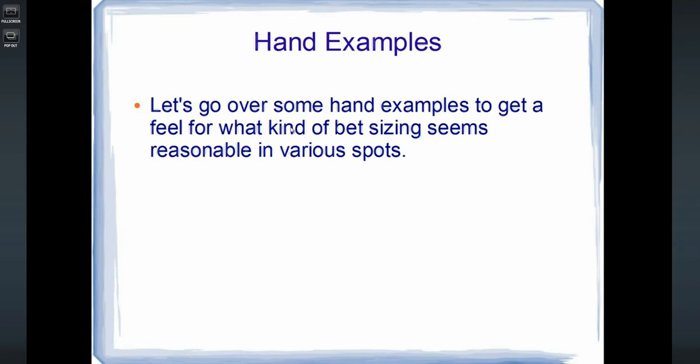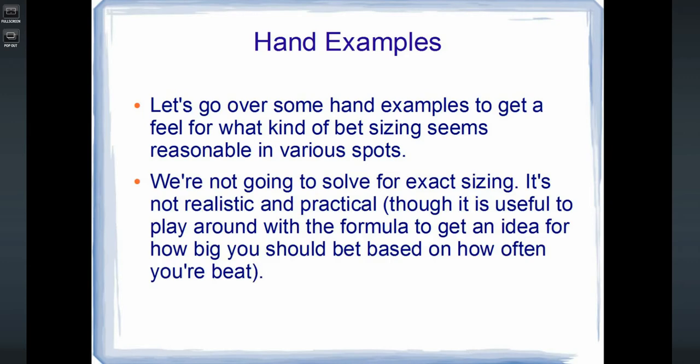Okay, so let's start doing some examples. For these hand examples, we're not going to be able to get perfect bet sizing. So we're just going to go over some hand examples and talk about what sort of bet sizing seems reasonable. Our job is not to be anal about trying to find the perfect bet sizing for one spot. It's to discuss different spots to overall improve our game and get closer to what looks optimal-ish. It's not to get perfect in a specific spot. So we're not going to solve for the exact sizing. It's not realistic and it's not practical.